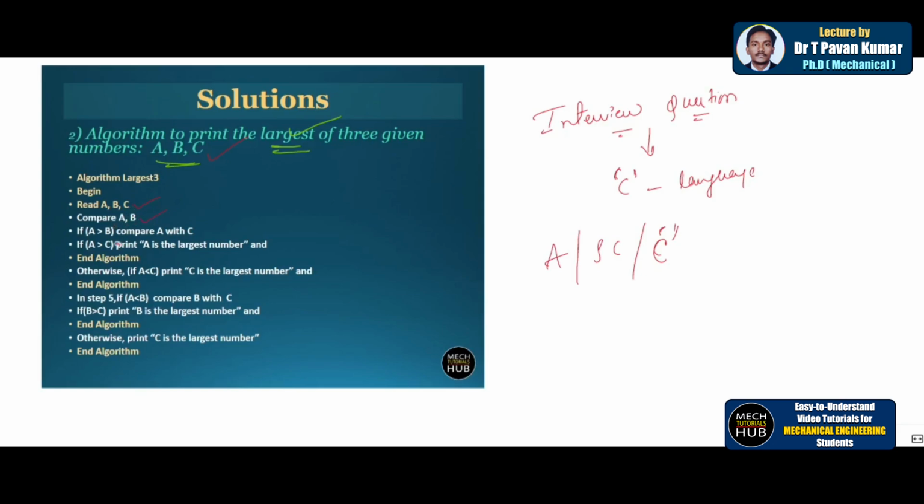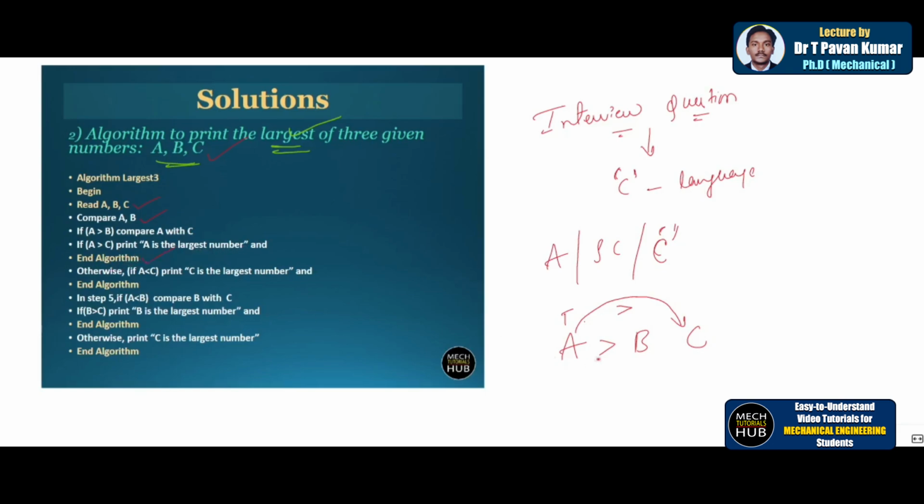Reading A, B, C, which could be X, Y, Z also. Compare A and B. As I said, A, B, C are three different variables. If A is greater than B, and this is true, then compare A with C. That is what is mentioned here: whether A is greater than C or not, that we have to see. If it is also greater, print A is the largest number and end the algorithm.